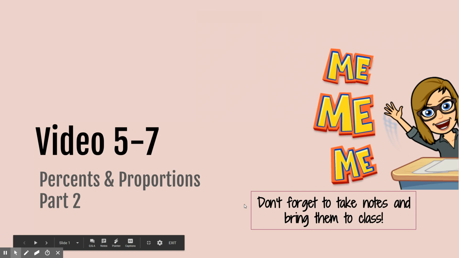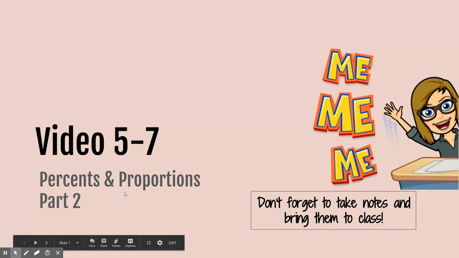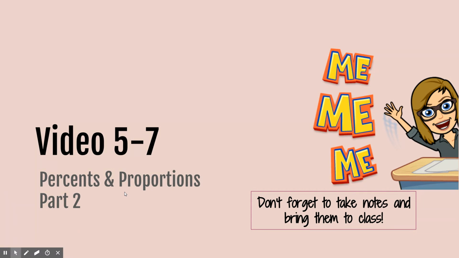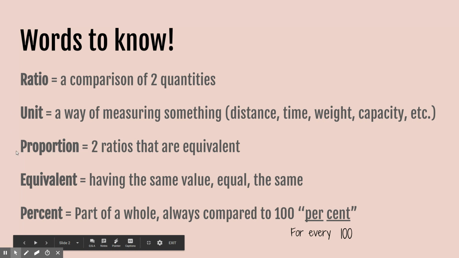This is the second part of our percents and proportions video, and so we are going to just look at how to find a different piece. Last time we found how to find a part given a whole and percent, and so now we are going to learn how to find a different part. So here again is all of our vocabulary. So these are the same as last time. You should be familiar, but there are the definitions again if you need them.